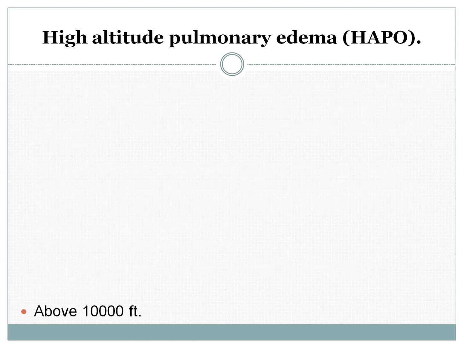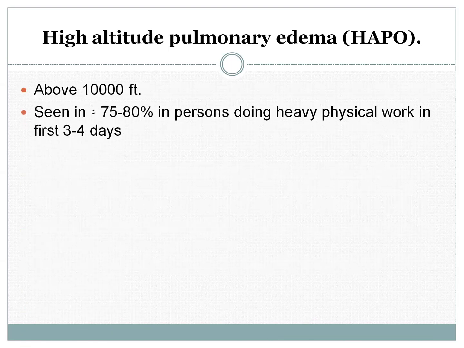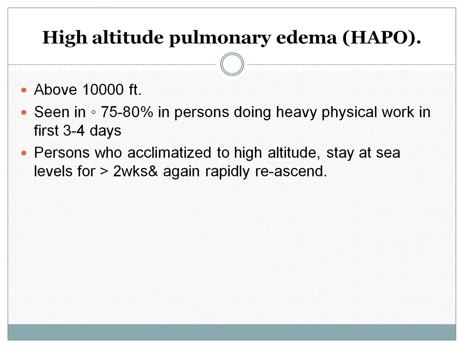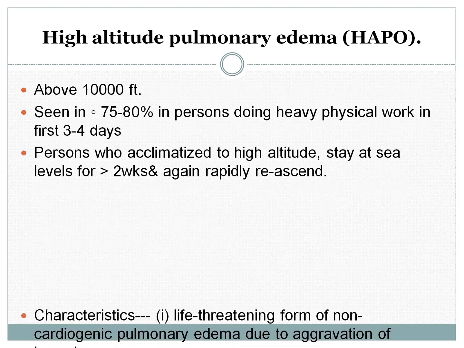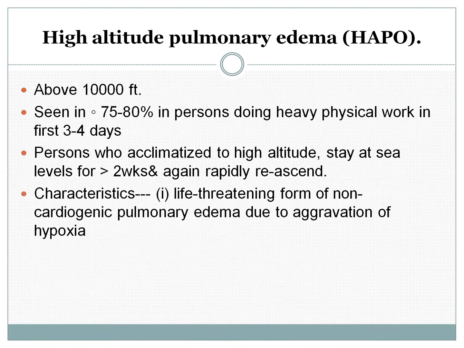So what is high altitude pulmonary edema? It generally occurs above 10,000 feet. It is seen in 75 to 80% of persons doing heavy physical work in the first 3 to 4 days, without acclimatization. A person who is acclimatized at high altitude, stays at sea level for more than 2 weeks, and then rapidly reascends, is also in danger of this edema. It is a life-threatening form of non-cardiogenic pulmonary edema due to aggravation of hypoxia.